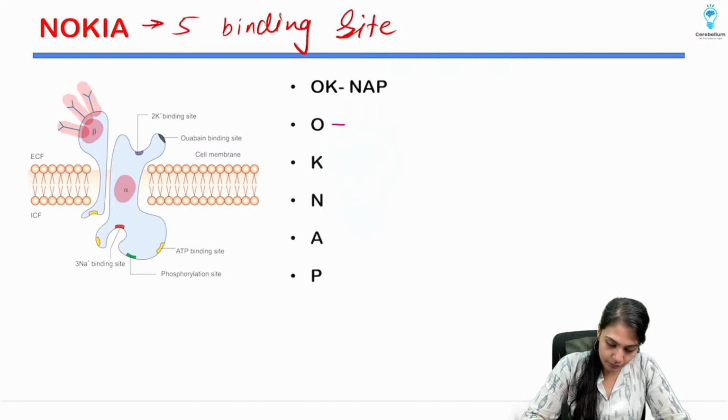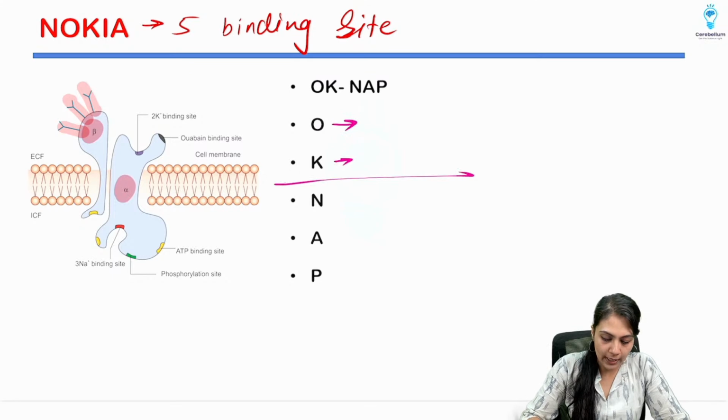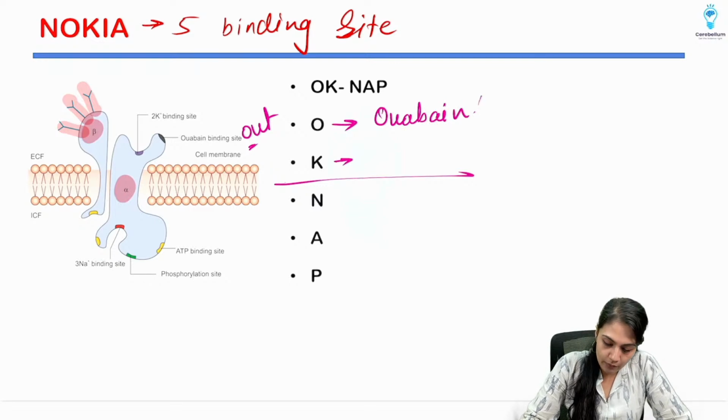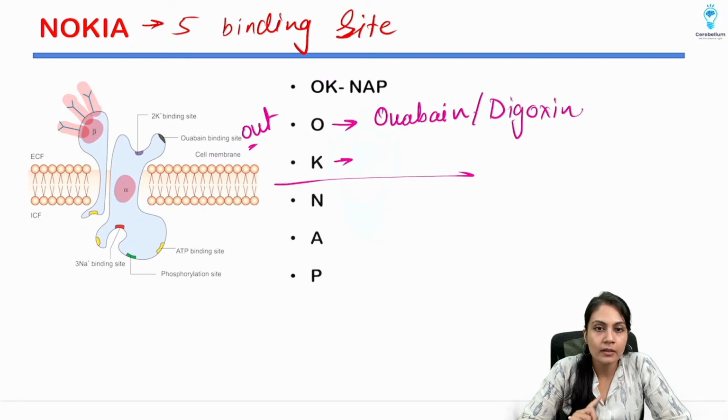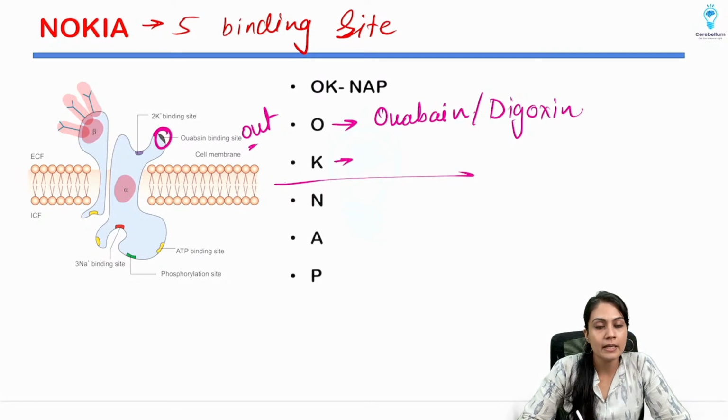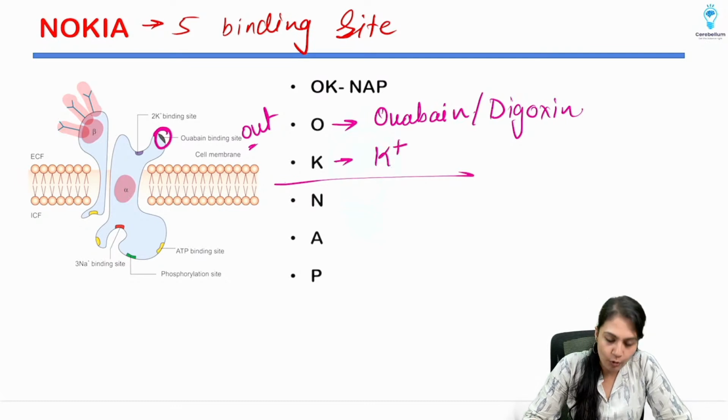So let's write O and K. Okay, these 2 are outside. O for outside. So remember, O means ouabain binding site. Or we can write over here digoxin, digitalis, they also bind in that particular site. So you can see ouabain, this is the binding site of it. Then K for potassium. In the Na-K pump also the K was for potassium. And if I talk about the inside, it is the sodium binding site.